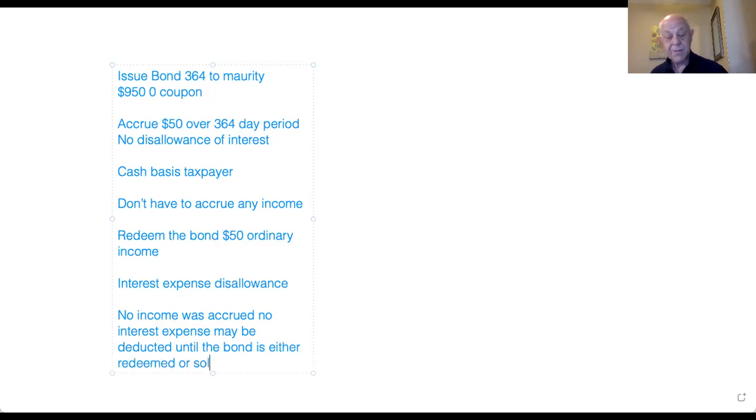And those are the rules for acquisition discount. They're really not that complicated. If you're a cash basis taxpayer, you don't accrue anything. If you're an accrual basis taxpayer or one of those entities, you do accrue it, and you accrue it on a daily basis. If you're accruing it, we don't have to worry about interest expense disallowance rules. If you're not accruing it, then you can't deduct the interest expense.